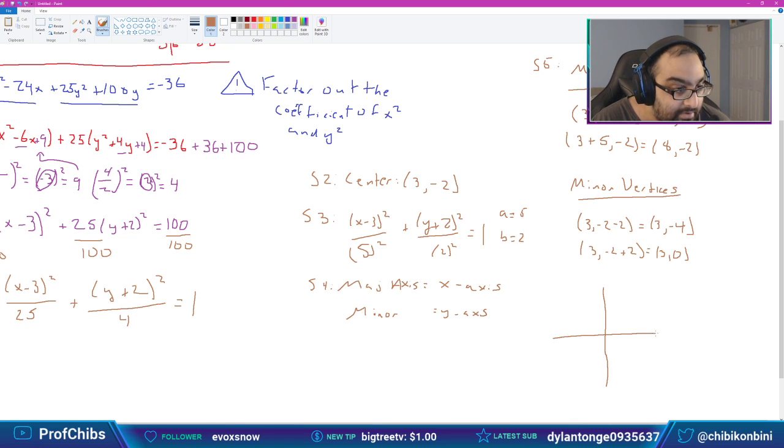Let's put this on a graph. We get, what's this? (-2, -2). Okay. That's like right here. Get 1, 2, 3, 4, 5, 6, 7, 8. (8, -2), which is right here. Get (3, -4), so that's going to be right here. We get (3, 0), which is right here. Like, connect the dots here.